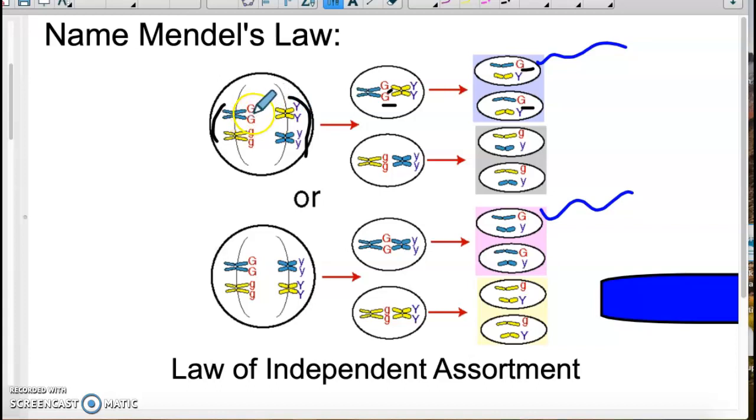So maybe this chromosome actually was down here instead, and so then it would have gone in a different sperm choice later. And so that's what the independent assortment means, is they separate independently of each other, and you actually don't know really which alleles will show up in your sperm.